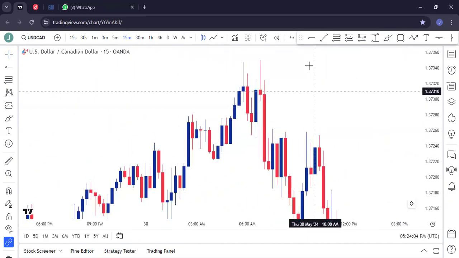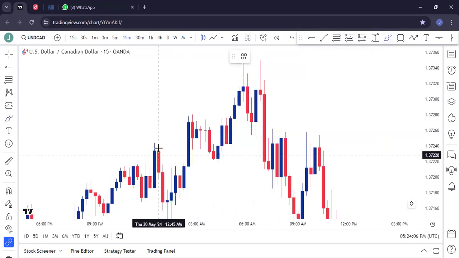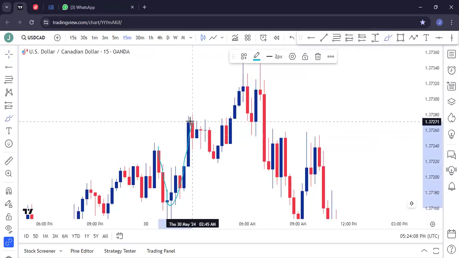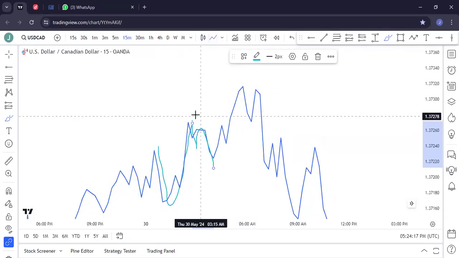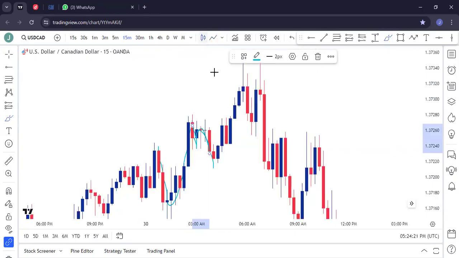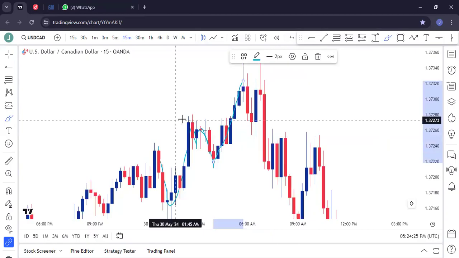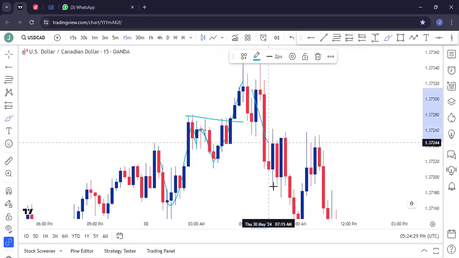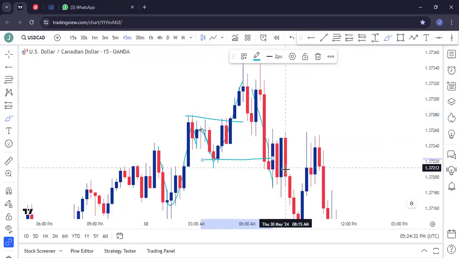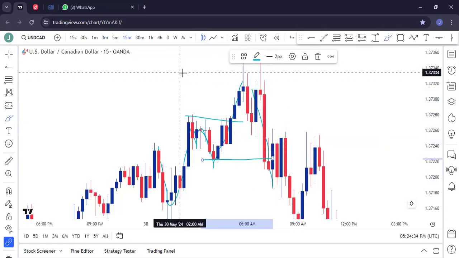As you can see here, the market created this low, then this high. Before this low here, the market created a small trend. When you put the line chart, you can see the trend here. It forms a low, then the market breaks the structure here. After this break of structure, the market came to change the character.